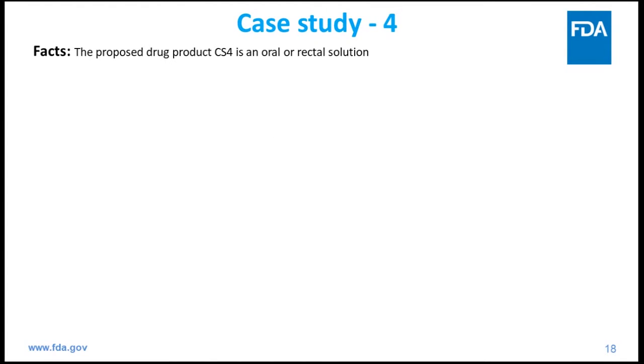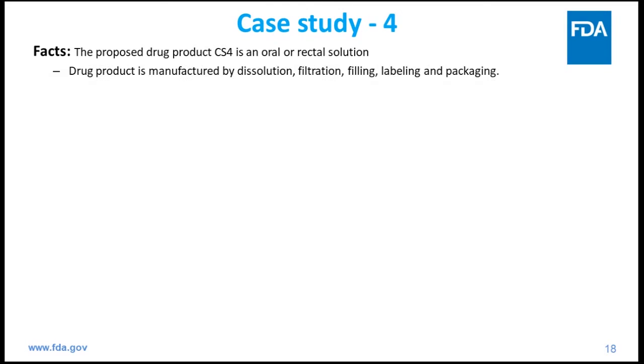Case study number 4. This one is a drug product for both oral and rectal use. How interesting. So the drug product is manufactured by dissolution, filtration, filling, and packaging. They did a fairly good extractable leachable study on tubing and filters, and they found the impurity A from both studies. And when we see those impurities, the company proposed a limit for that impurity.